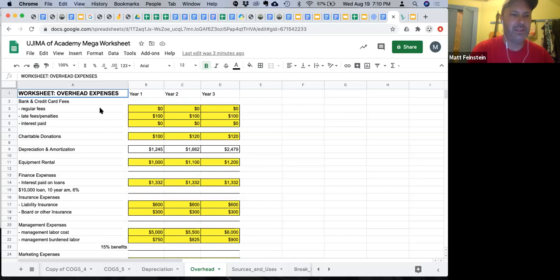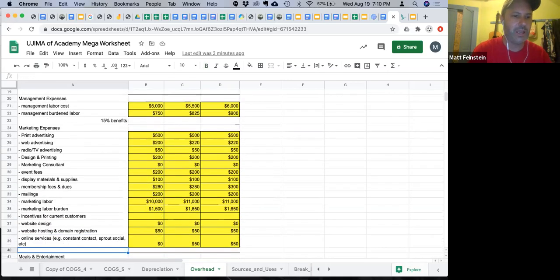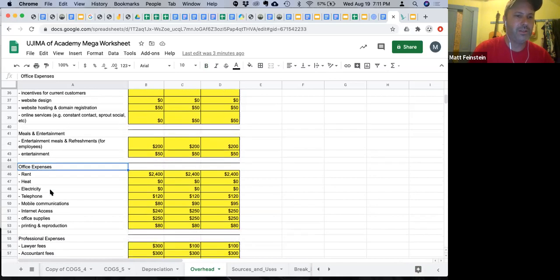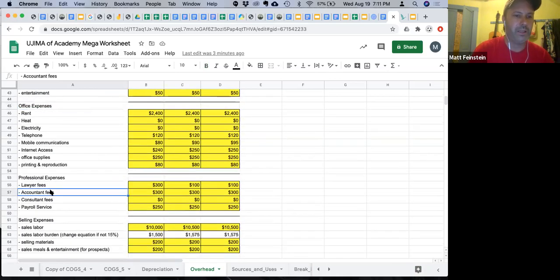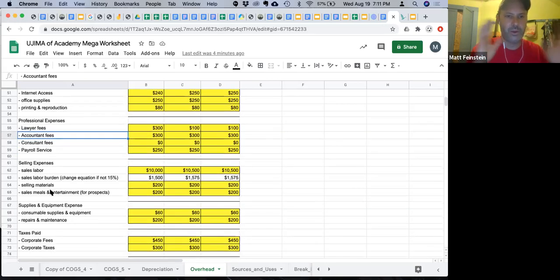Let's just see what an overhead expenses thing could look like. This is all the bank fees and any donations you make, depreciation you want to keep track of, financing expenses if you're paying your loans, your marketing expenses, your meals and entertainment. That's always so high in co-ops. Our office expenses, of course, are here. Professional lawyer fees, accountants, those are all overhead. This is stuff that you have to pay no matter how many services or goods you sell. You're going to need to have these overhead expenses. So it's important to keep those separate as you're doing your financial projections.